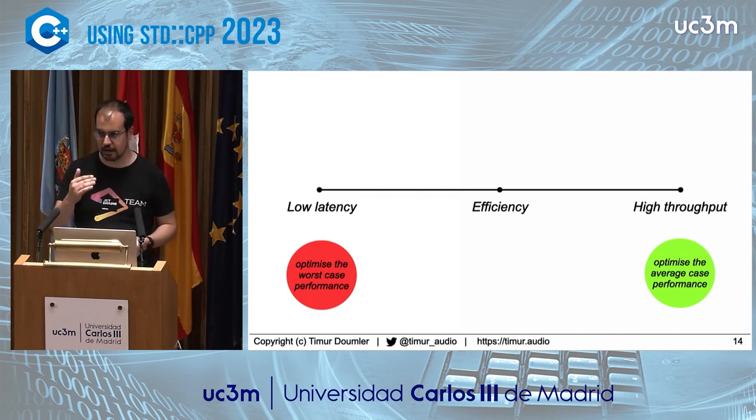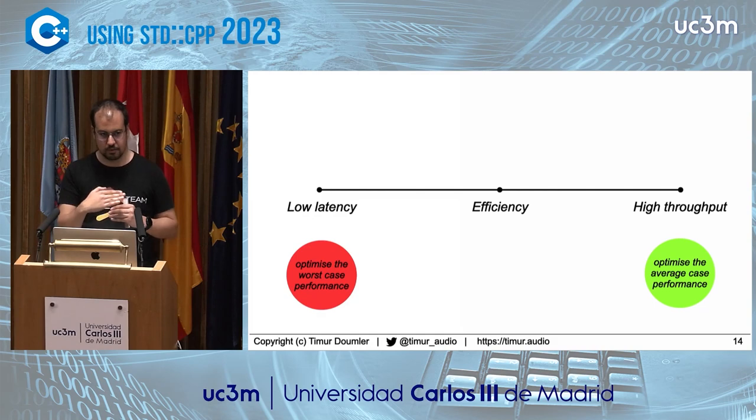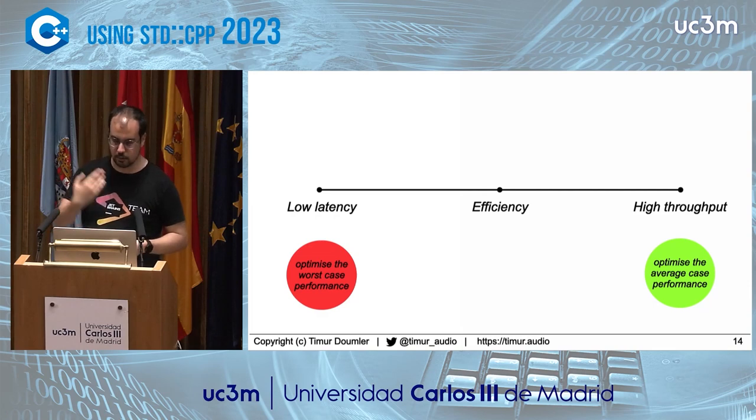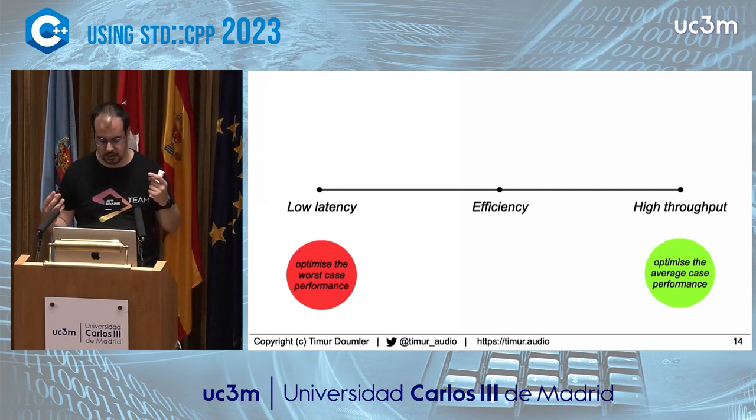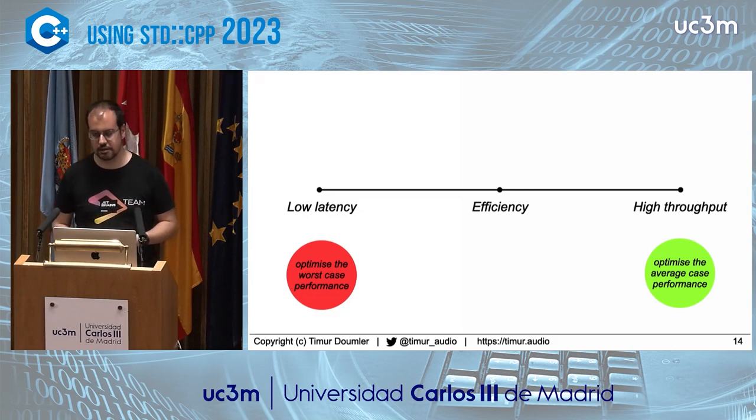If you're, however, optimizing for low latency, you want to optimize for the worst case performance, right? Because you have this deadline. If your code takes longer than that, your program is incorrect. Therefore, you want to make sure that you're going to be below that time. But you don't care so much about the average case. The average case can even be worse, but if you can reason about not being above the deadline, then you're optimizing for the worst case performance, right?